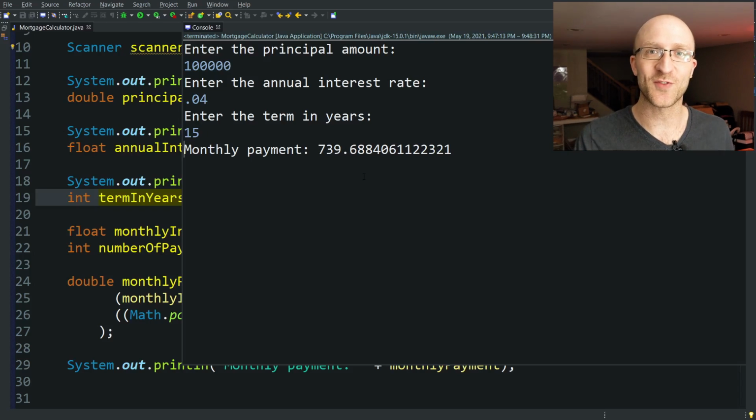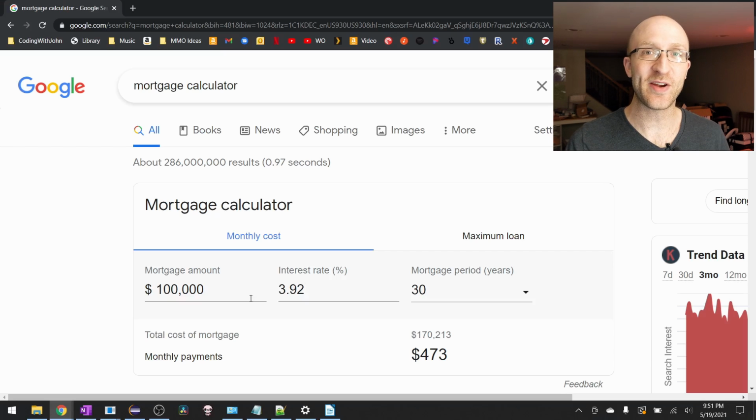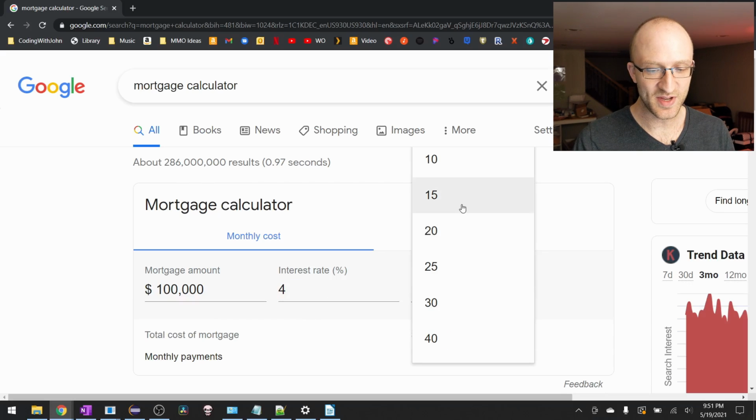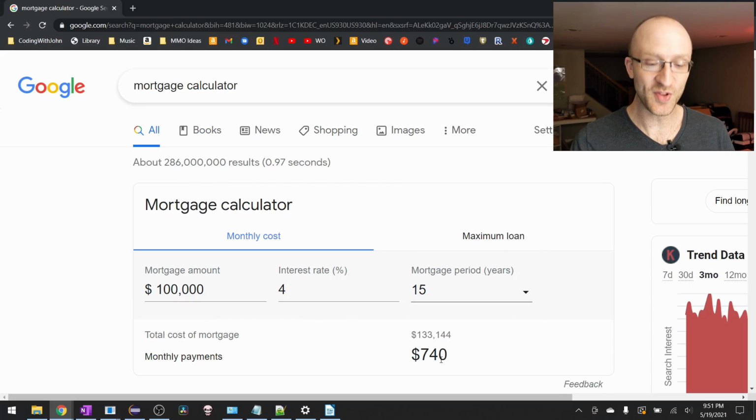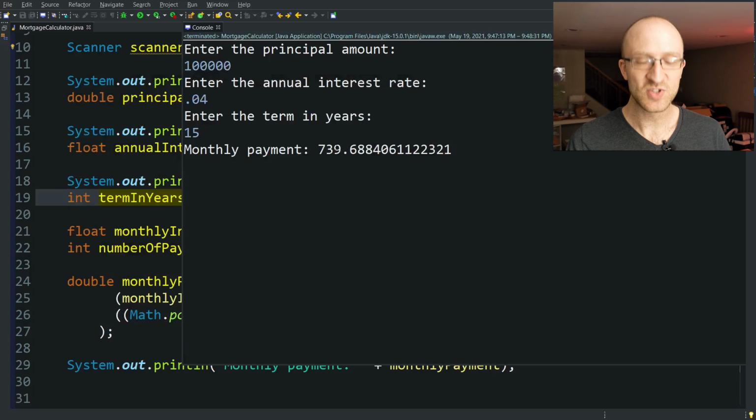So how are we actually going to confirm that this is the right number? One way is to compare our results with Google's own mortgage calculator. So we have a $100,000 mortgage amount, 4% interest rate, and a period of 15 years. Our monthly payment is $740. So it looks like Google is just rounding, but our results are correct.